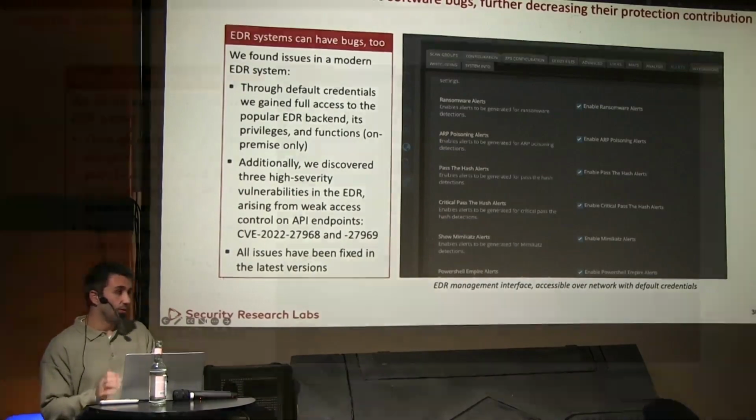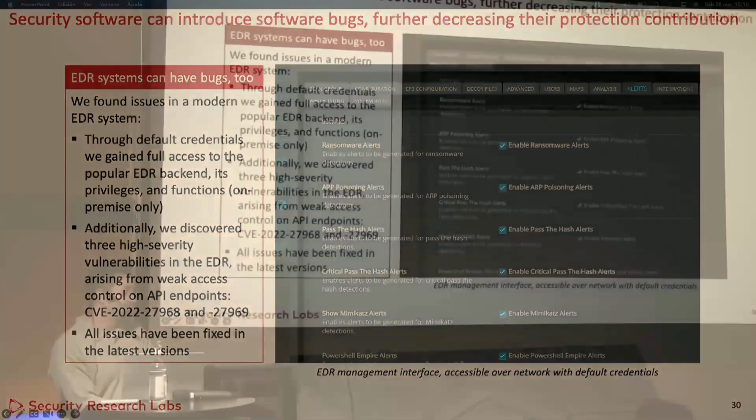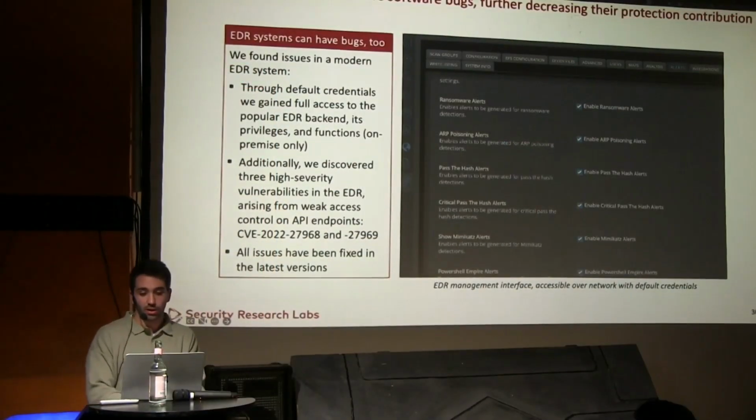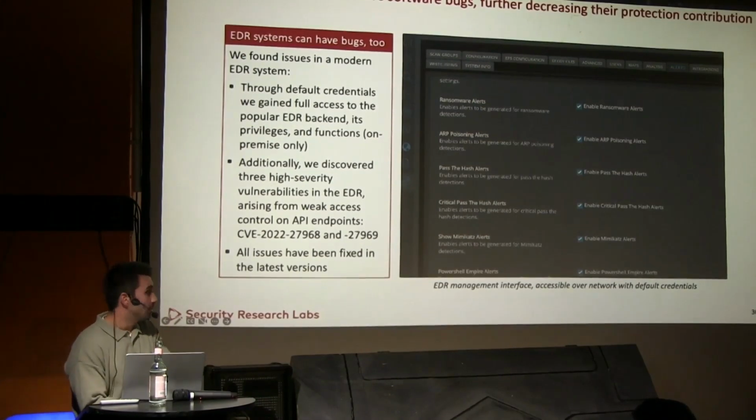One thing one of our colleagues found in one of our engagements is that EDRs are also software that implement bugs, and this is really dangerous, because this software is deployed in basically every endpoint of a business. If you think about it, it's really crazy, because if someone compromises the backend of an EDR, he can do whatever he wants. So in one of our engagements, we gained access to the backend of an EDR through default credentials.